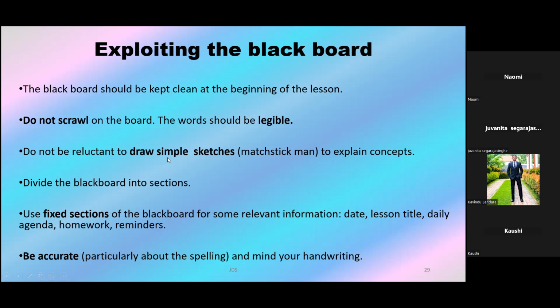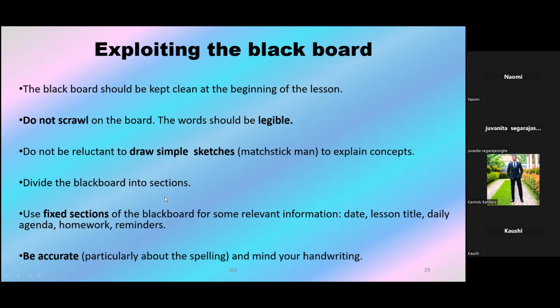Do not be reluctant to draw simple sketches. The teacher doesn't have to be a good artist to draw sketches on the board. It can be just a timeline. It can be a matchstick figure using a circle and some lines, right? So basic sketches can be drawn to explain different concepts, maybe singular, plural, or tense or some other related topic.